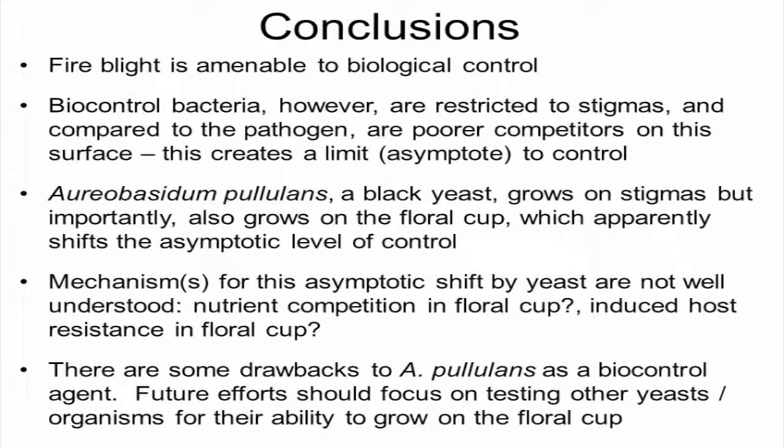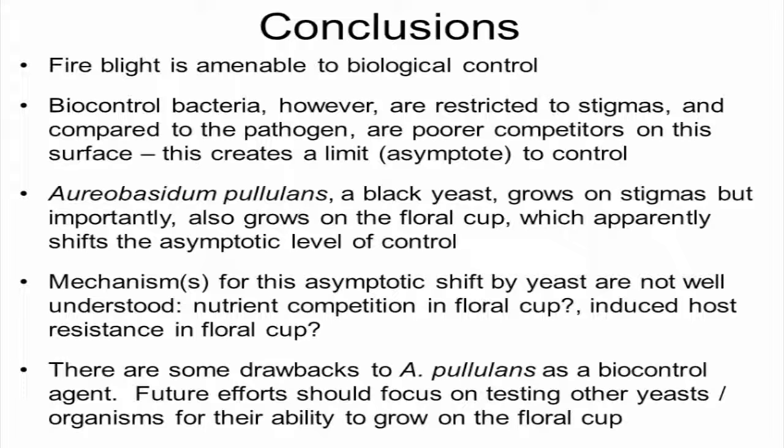So fire blight is amenable to biocontrol. Biocontrol bacteria, however, are restricted to stigmas and, compared to the pathogen, are poor competitors on this surface, and this creates a limit to control, which was surprising to us and something that took us a long time to figure out. This Basidium pullens is a black yeast. It grows on stigmas, but importantly, it also grows in the floral cup, which apparently shifts the asymptotic level of control.